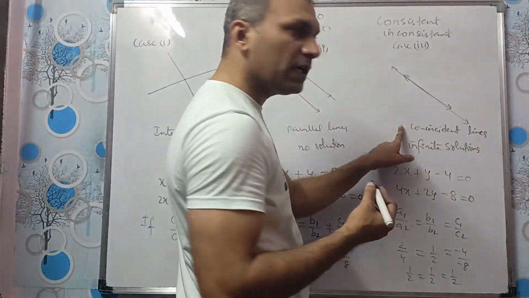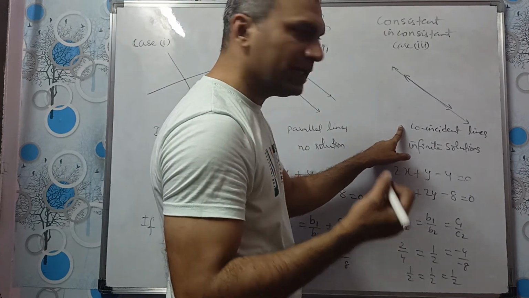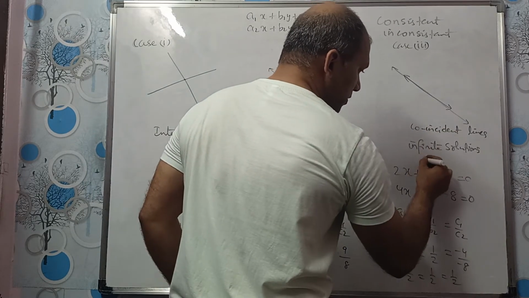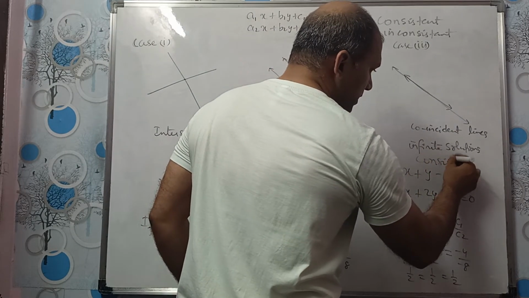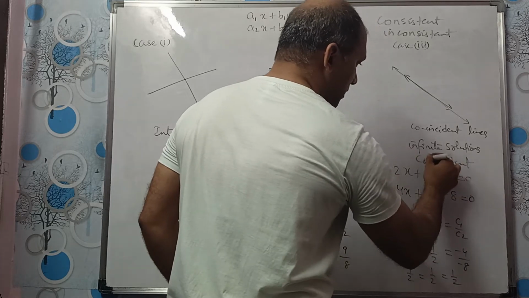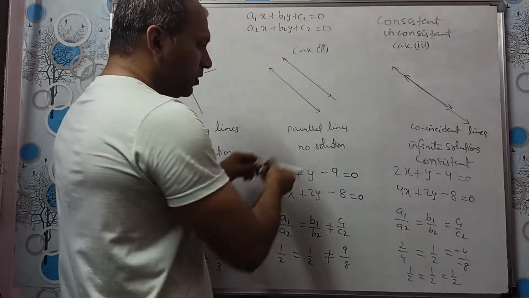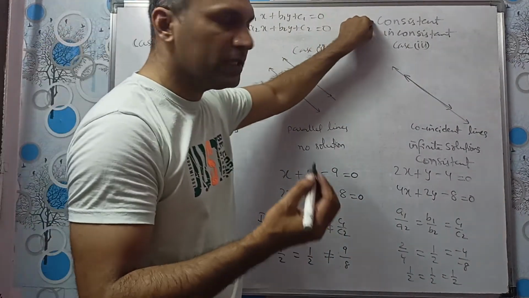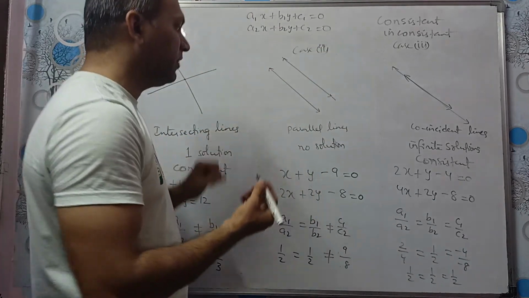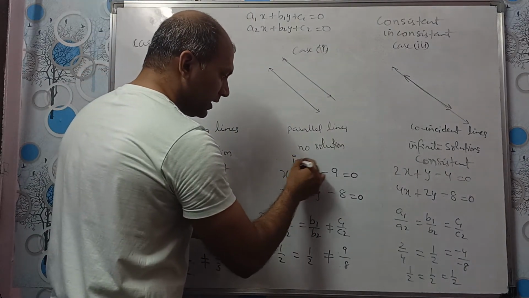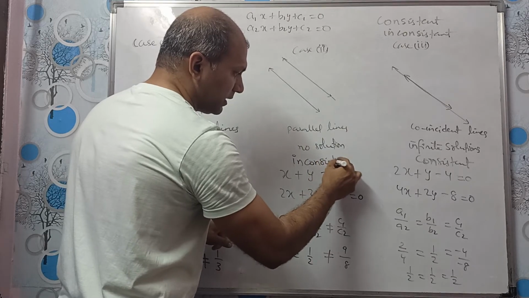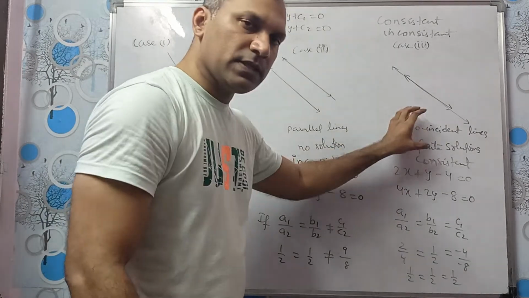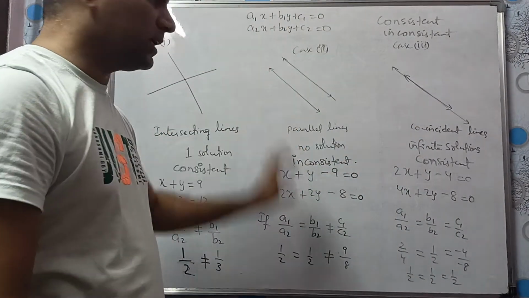Are these coincident lines consistent? Yes. We need at least one solution. These lines have infinite solutions. Yes. So these are also consistent. Okay. What about this one? No solutions at all. We need at least one to be consistent, right? So these have no solutions. So hence this is inconsistent. Okay. So the first and last ones are consistent lines and the second one is inconsistent.